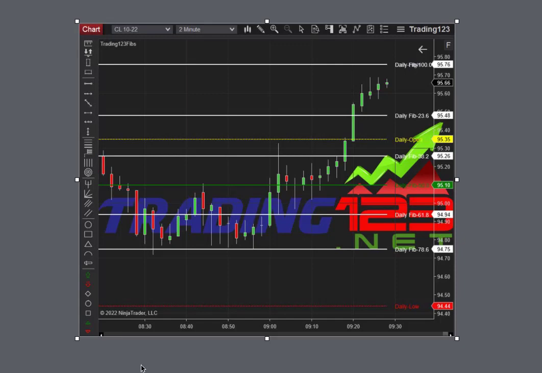As I said in previous videos, above this green line or yellow line, the trend is up. Below it, the trend is down, and you target one fib level to the next. So that's how it works. So let's look at a couple trades that we did using the fibs.